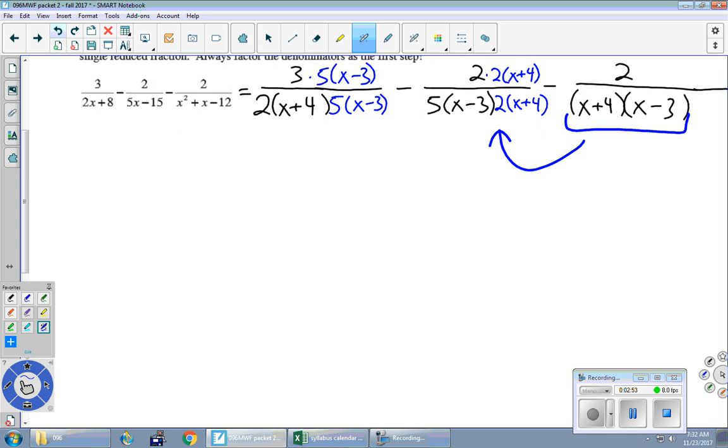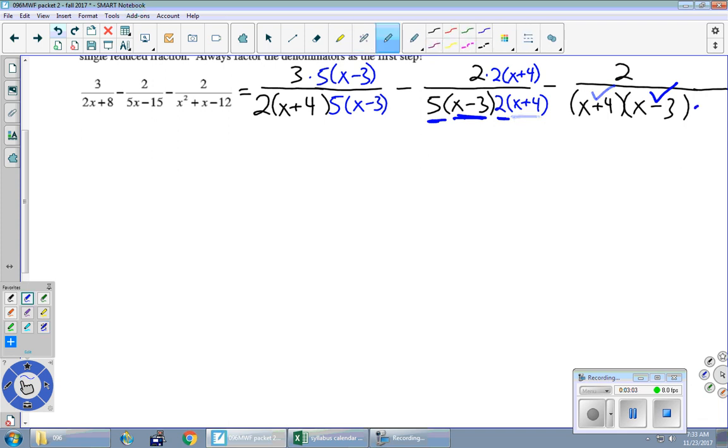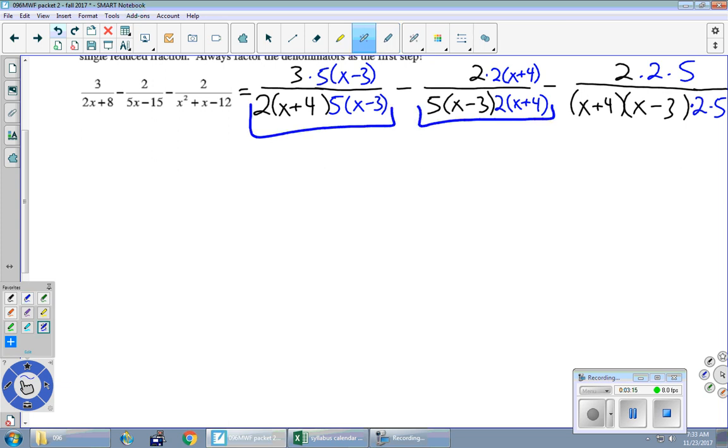So look, this one here has an x plus 4. We've got that already. It's got an x minus 3. We've got that already. What we don't have is a 2 or a 5. So that's what we need to put right over here. So we're going to multiply right down here by 2 and 5. And the same exact thing on the top. And if you look carefully, you will notice that all 3 denominators are exactly the same. The factors are written in different orders, but that's all right.